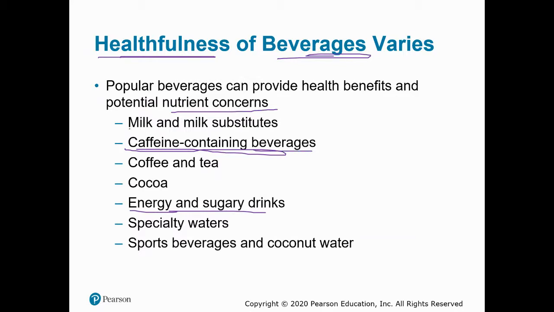Milk and milk substitutes, when they're plain and unsweetened, these can be very helpful. You do want to look out for the fat content, and then you want to look out for any sweetener that might be added. Same with coffee and tea. If you're having black coffee or plain tea unsweetened, these are very healthy, very good sources of, well, tea can be a source of water, but coffee has caffeine, which can be a diuretic. Cocoa, of course, can be a source of a lot of extra fat, a lot of extra sugar. Many specialty waters might be flavored with extra sugar or an artificial sweetener. And then also sports beverages and coconut water also have usually a lot of sweetener.